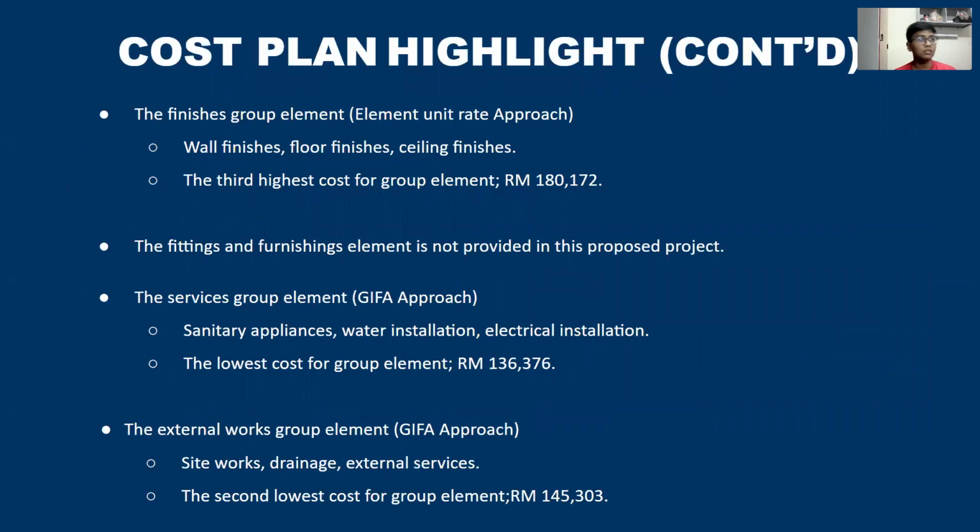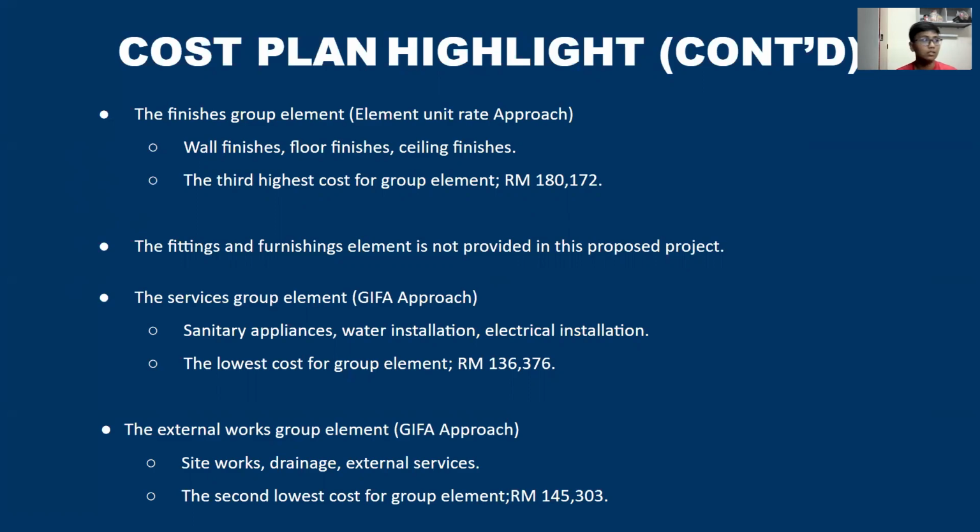The third group, which is the finishes group, we're using the element unit rate approach for the calculation. It consists of wall, floor, and ceiling finishes. This group is the third highest group for the cost, which is at 180,172 ringgit. The next group is the fittings and finishing, which for this project is not provided.